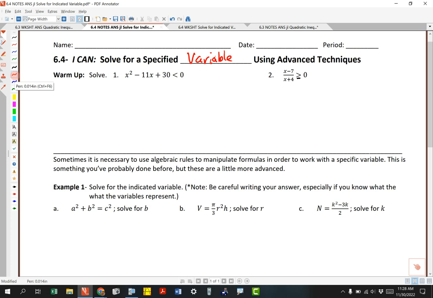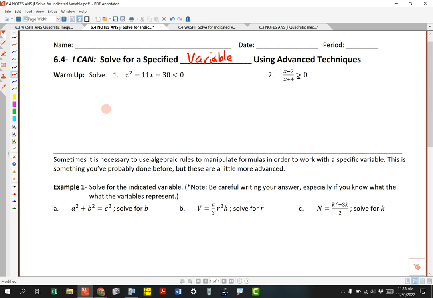So this is the last one in Unit 6. We're going to be solving what look like formulas for a specified variable. So they'll give us a formula. They'll tell us, hey, solve for x, solve for y, solve for p, solve for q, whatever it happens to be. Okay.